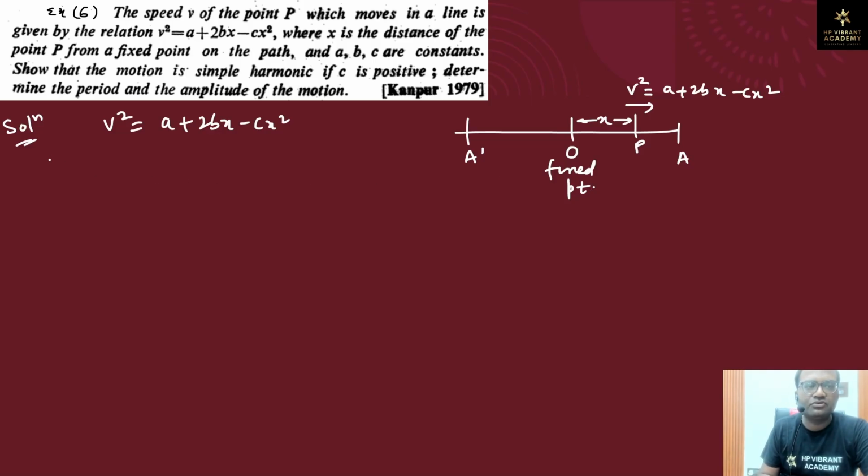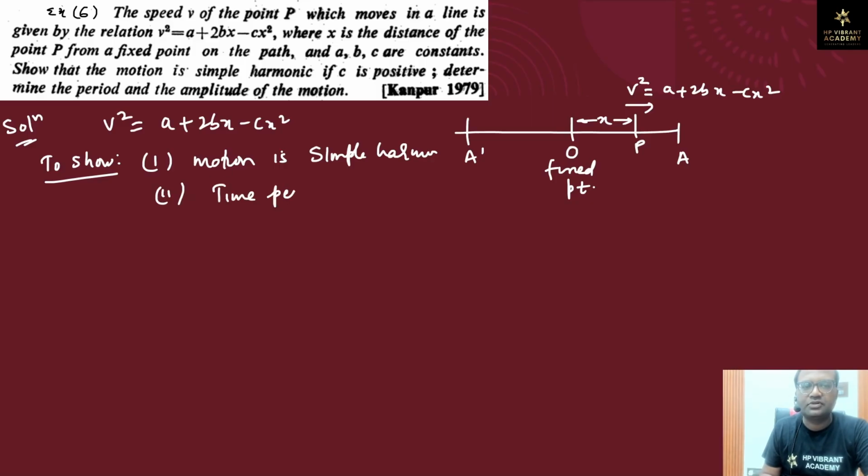What we have to show? First, we have to show that the motion is simple harmonic. Second, we have to determine the time period and amplitude. And the condition here is that c is positive. So let's solve this.